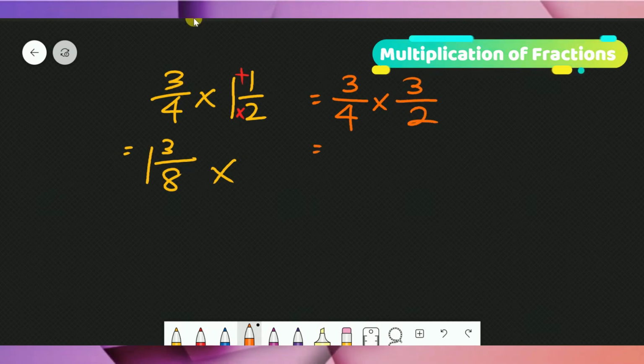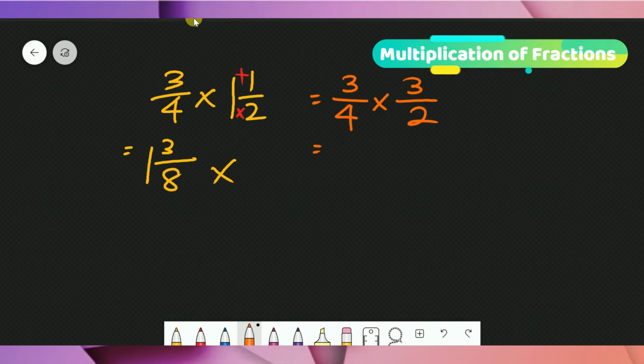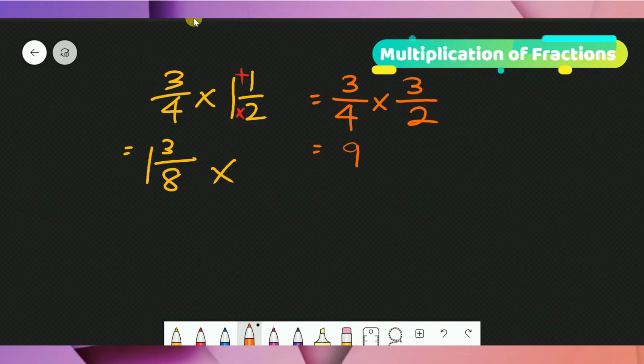Next, can we cancel these 3 and 4? Can't, right? These two numbers we can't divide by the same number. 3 and 2 also we cannot divide by the same number. So if cannot, then we just take 3 times 3, which is 9, and 4 times 2, which is 8, right?